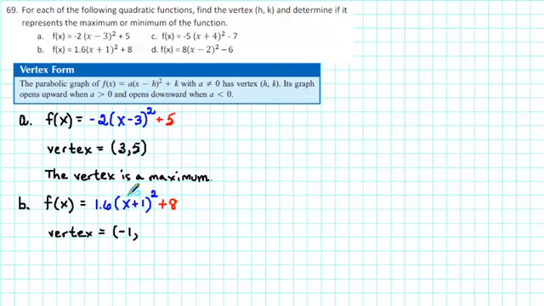So the x-coordinate of the vertex is -1. And when we substitute -1 into the function, the first term is 0, and to that we need to add 8. So the value of the function is 8. And we're always adding non-negative values to 8, so that means that the vertex is a minimum.